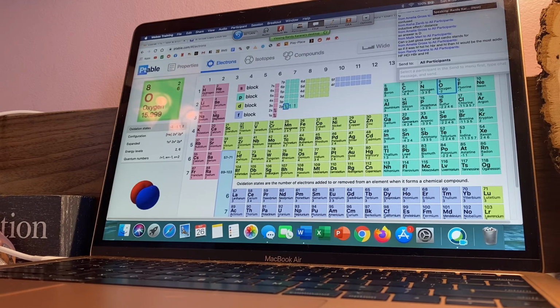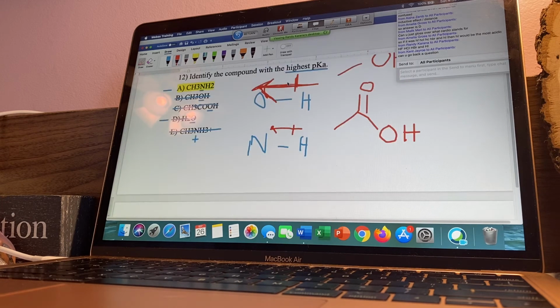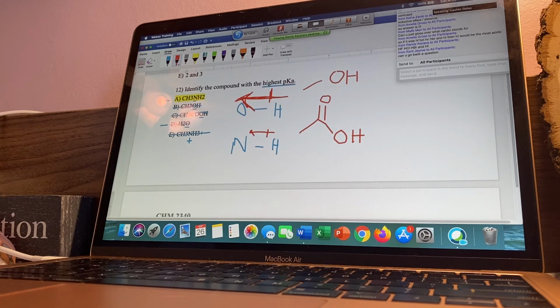Do I need more clarity? Let me know. Does this make sense? Give me a green check or a red X. So notice how here, this is your atom, nitrogen, versus oxygen, right?